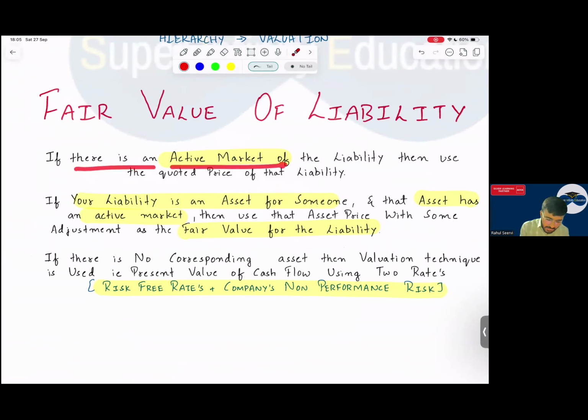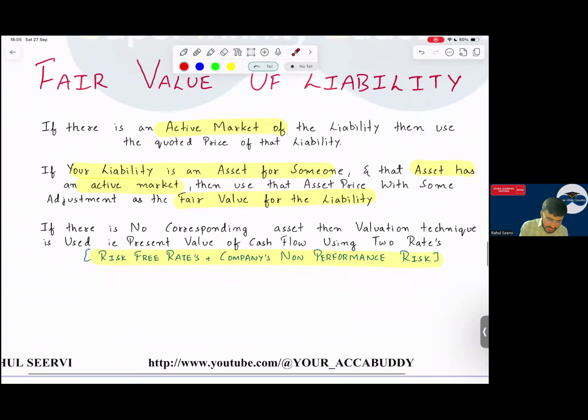If there is an active market of that liability, if that liability is listed somewhere, then use that price. If it is traded on the market, use that. If that is not there, sir, it's not listed or it's not traded, then the liability will be an asset for someone else. If it's a liability for you, it will be an asset for someone else. So please see whether this asset is listed on the market or not, whether there is any active market or not. Then consider that price as the fair value of the liability.